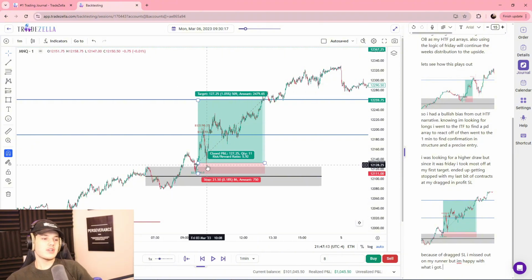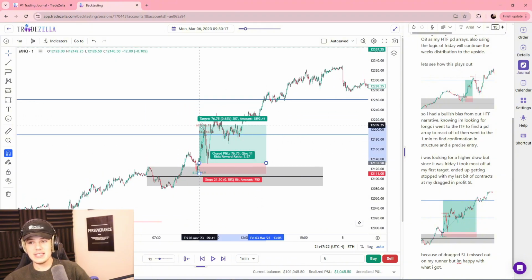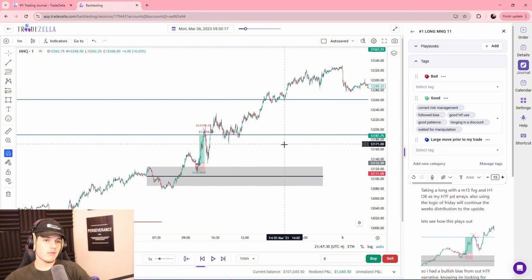Again, because of my dragged stop loss at break even or in profit, I did get stopped out. I saved myself from getting stopped out at break even, but it did end up going. I'm happy with this. Why? Because that means my draw was right. That means my logic behind this trade was right. So this was a great trade.